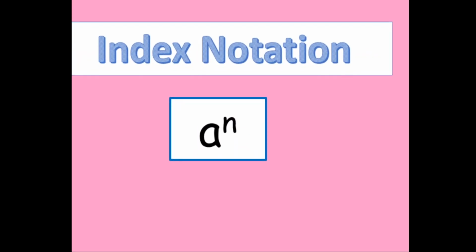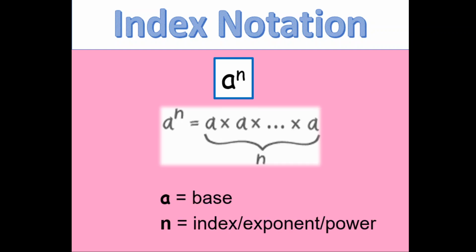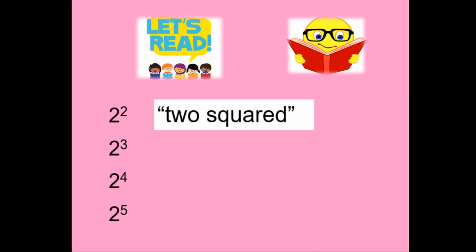Today's lesson is about index notation. An index notation has two parts, namely the base and the index. A is called the base, and N is called the index, exponent, or power. Before we proceed, let's learn how to read numbers in index notation.